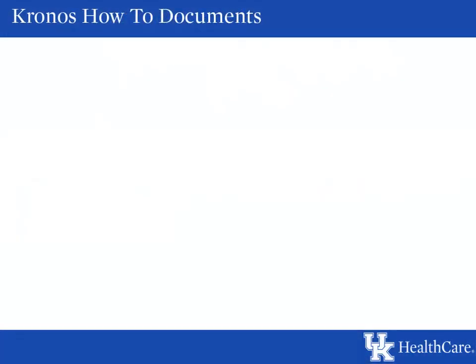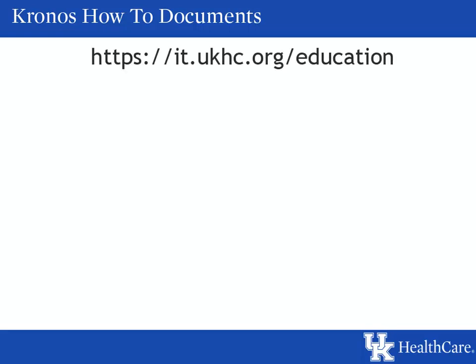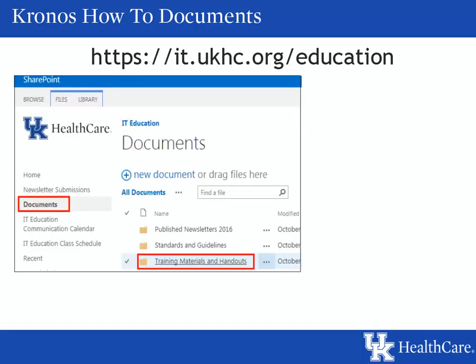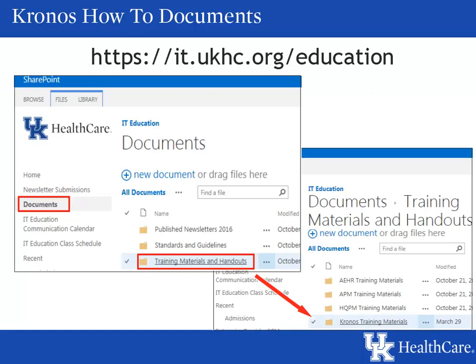We have Kronos instructional documents that can be printed for later use on the IT Education SharePoint site. In your browser, type this web address, it.ukhc.org/education. Click Documents in the left-hand menu, then select the Training Materials and Handouts folder. Select the Kronos Training Materials folder to see all available documents.